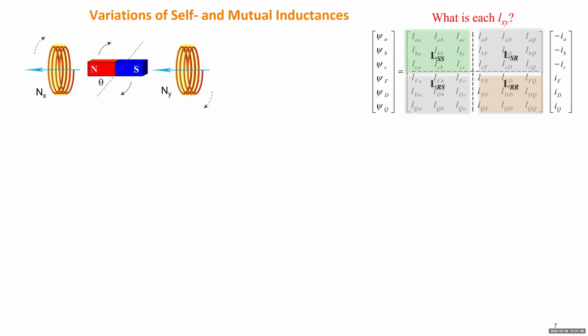But if one winding is A and the other one is F, F stays on the rotor and revolves together with the rotor. If both X and Y are rotor windings, maybe X is the damper winding and Y is the field winding, they revolve together. So all these combinations appear in the inductance matrix. We just need to figure out how those L values change with theta.